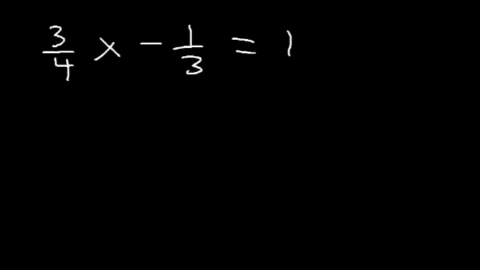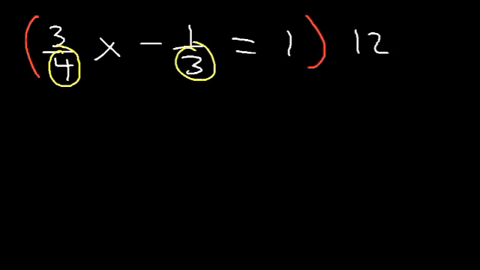Let's try this one. 3 over 4 x minus 1/3 is equal to 1. How can we solve for x in this particular example? When you have many fractions, it's going to help a lot if you attempt to clear away all the fractions. Let's multiply both sides of the equation by the common denominator. The common denominator of 4 and 3 is 12. So let's distribute 12 to each term.